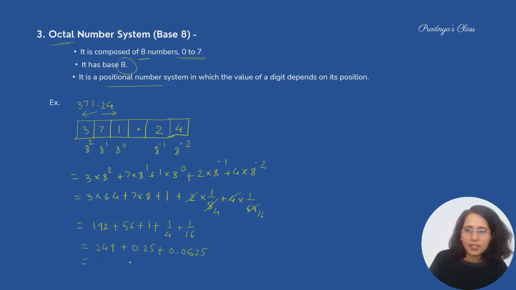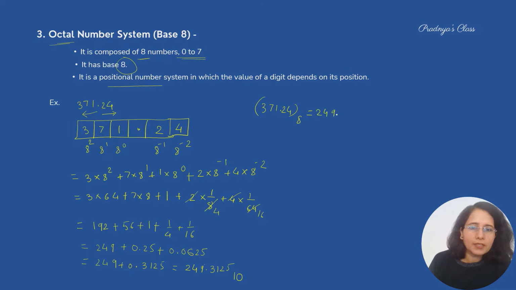So add the fractional part first. So it will become 249 plus 0.3125. So we got the final answer now, 249.3125. So this number is in decimal number system. That's why the base of this number is 10. So we started with octal number, that is 371.24 is an octal number, and we converted this number into decimal number system. So the base of this number is 10.